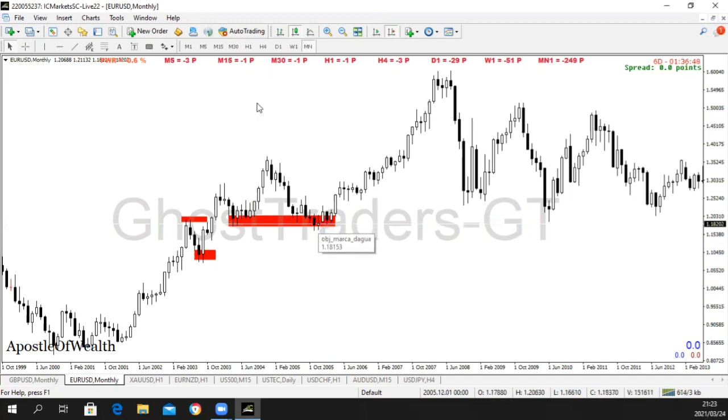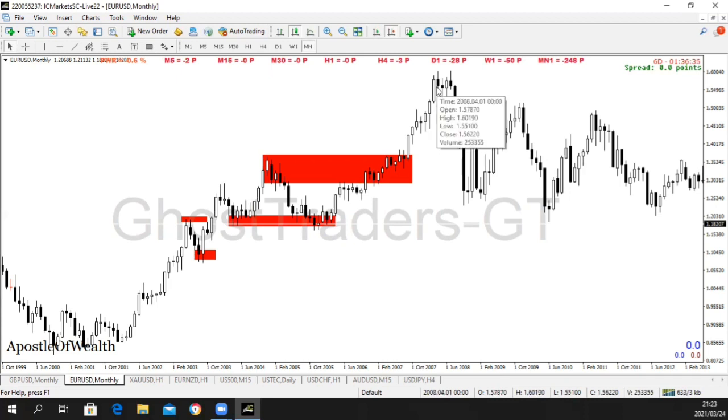You getting it? But we find out that price came up here, and when it came up here, what did it do? It actually took out this one. So it now validates that we are in an uptrend. The uptrend is continuing to go up. You getting it?